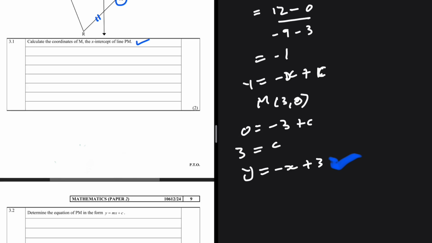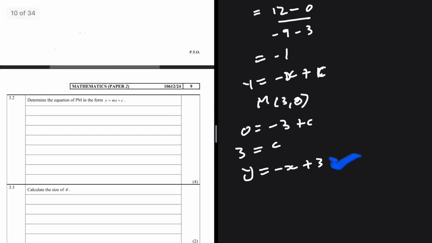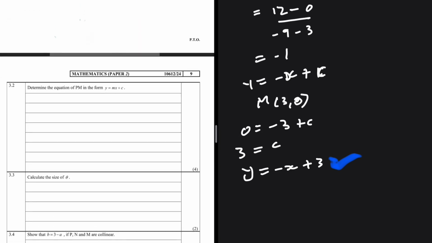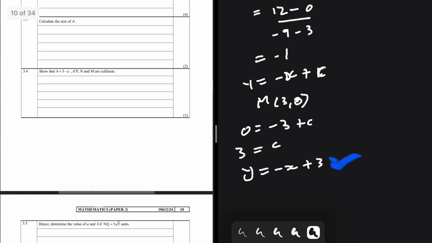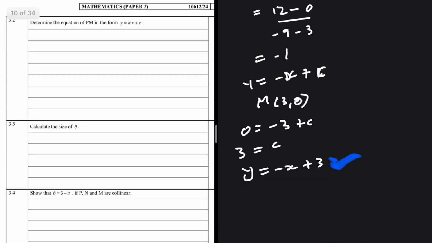But we do expect 3.1, 3.2, and 3.3 to be relatively easy. We don't really expect them to be really difficult. The questions get difficult when you go to 3.5, 3.6. That's where we expect a little bit of difficulty.